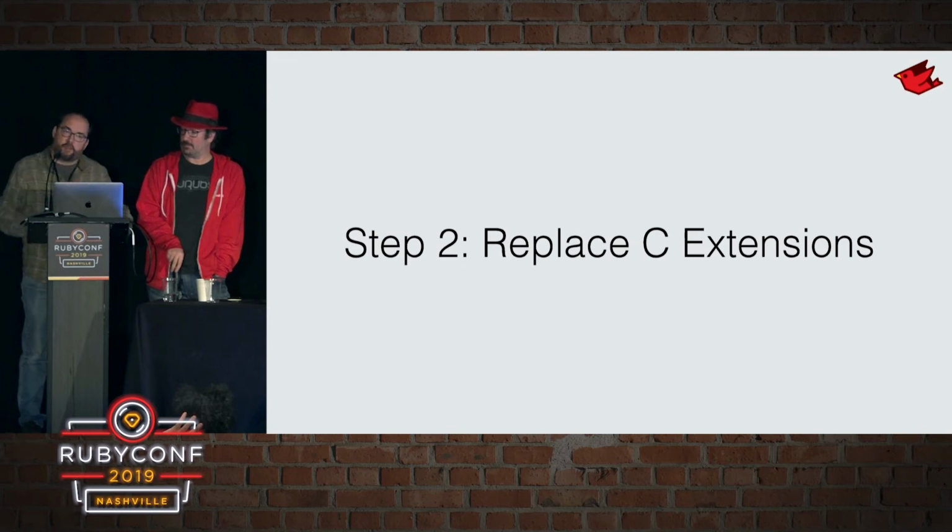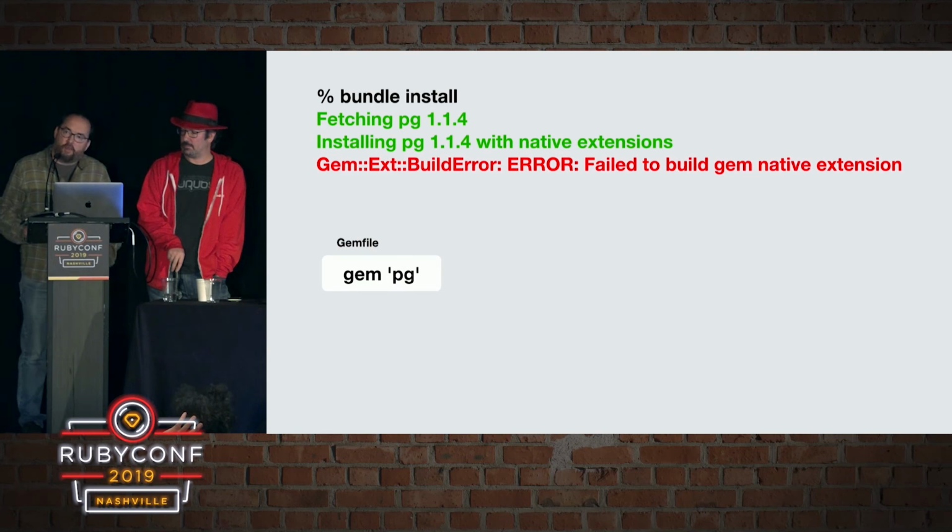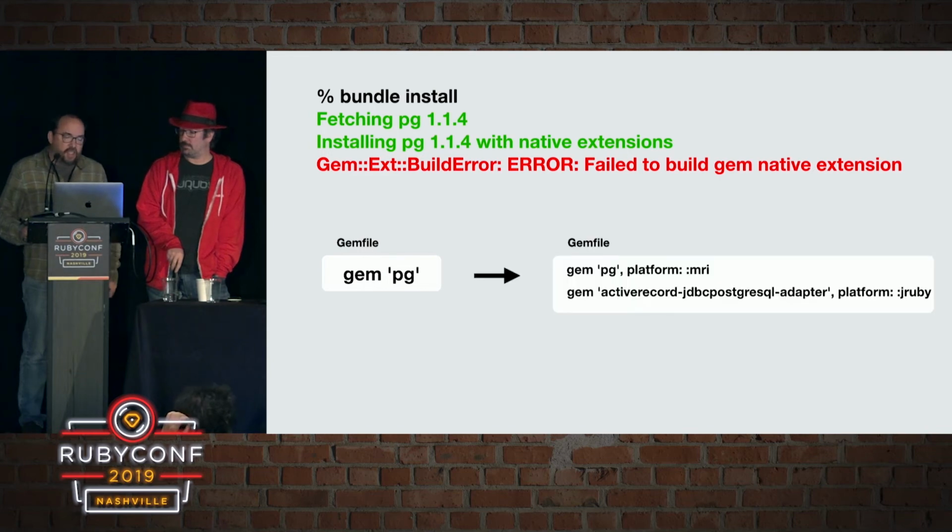We got some hints from the tool, but at some point you hit bundle install and you run into your first error. In this case, I already talked about PG, and this is the recommended way to solve this. You just put a platform tag so you can still run bundle install with MRI, but then you can also run it with JRuby.